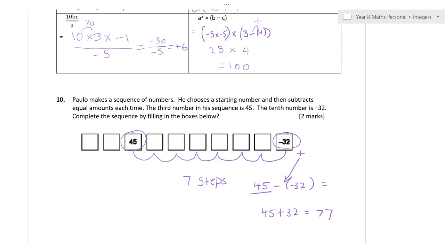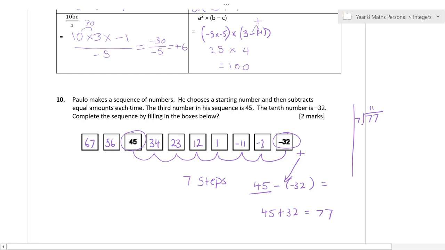If I was to divide 77 by 7, that's going to give me 11, which means that each one of these steps, because we're going to negative 32, it's getting smaller and smaller, we're going down in 11s. So 45 plus 11 is 56. We've got 67, and I'm just literally going down by 11 each time. 23, 12, 1, minus 10, sorry, minus 10 and minus 21.